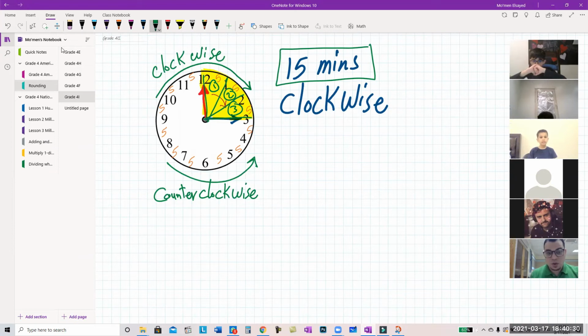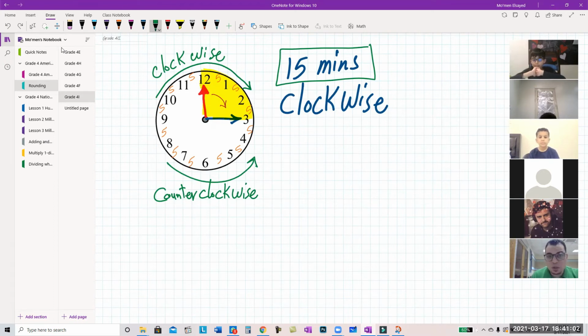So 3 over what? How many parts in total? 12, because the clock divides into 12 sectors, right? Because we have here 12 numbers. So it divides into 12 equal parts.